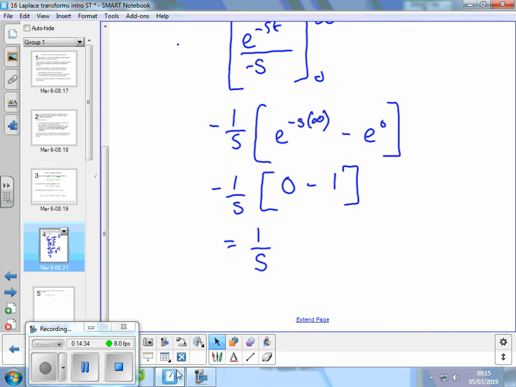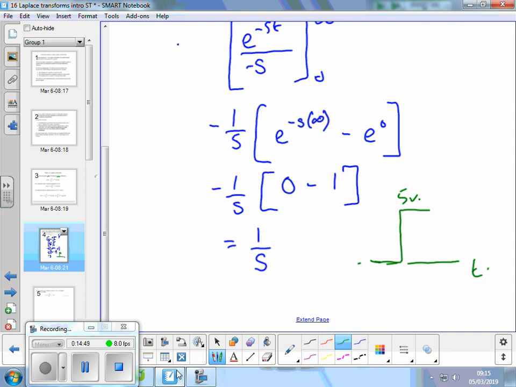So as you'll see later, a step voltage, if this is volts, 5 volts in the time domain, with t along here, will equal 5 over s. If we had 5 instead of 1, the constant multiplier outside would be 5, and it would transform into 5 over s.